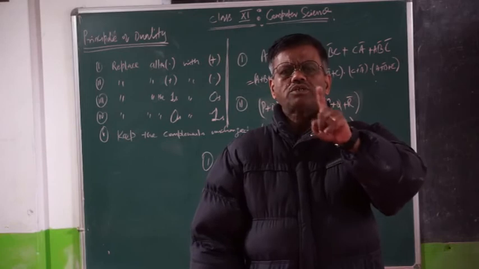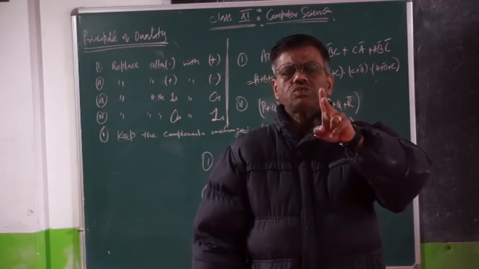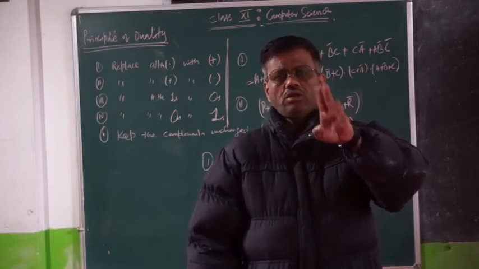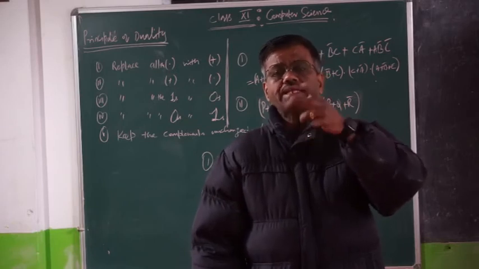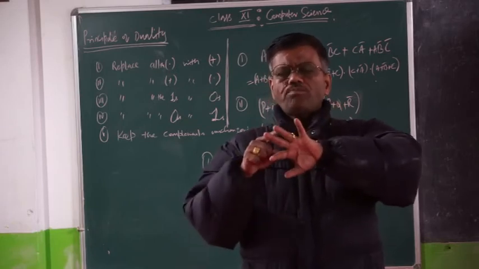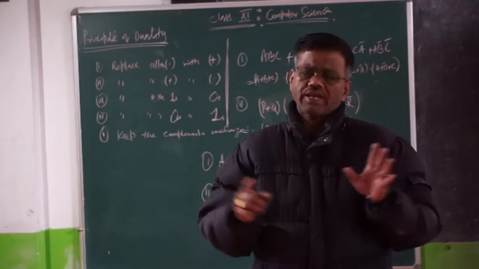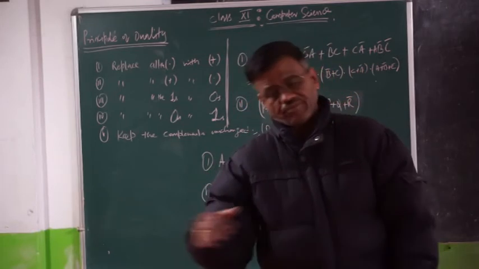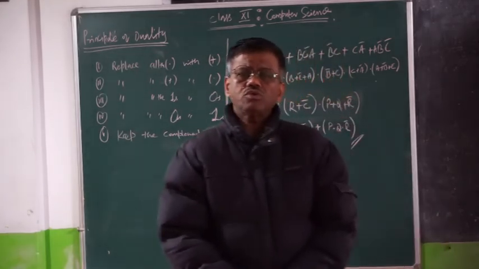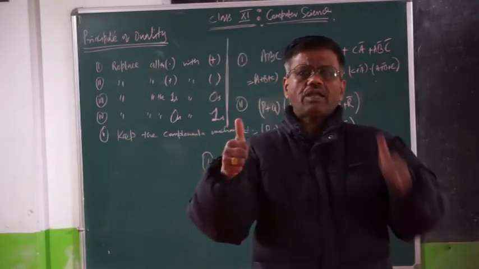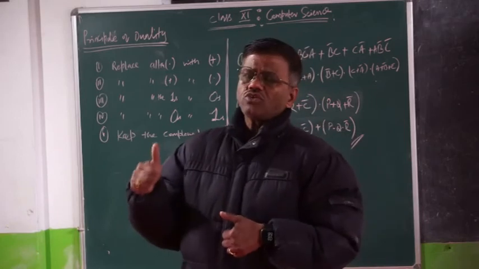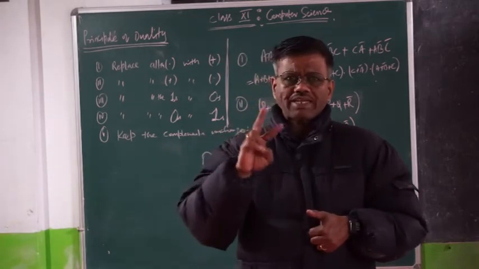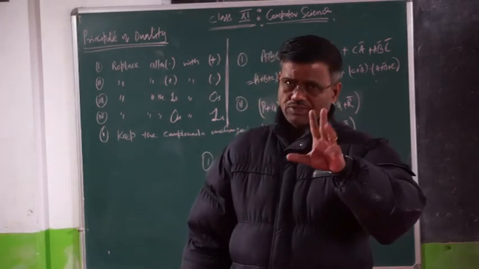NAND means what? NOT and AND. NOR means NOT and OR. XOR is exclusive OR. The opposite, NOT of XOR, is called XNOR. These are the seven gates we have seen. Afterwards, I also told you about the NAND to NAND gate and the NOR to NOR gate. NAND to NAND gate means what? You have to use the NAND gate twice, and you have to use the NOR gate twice.